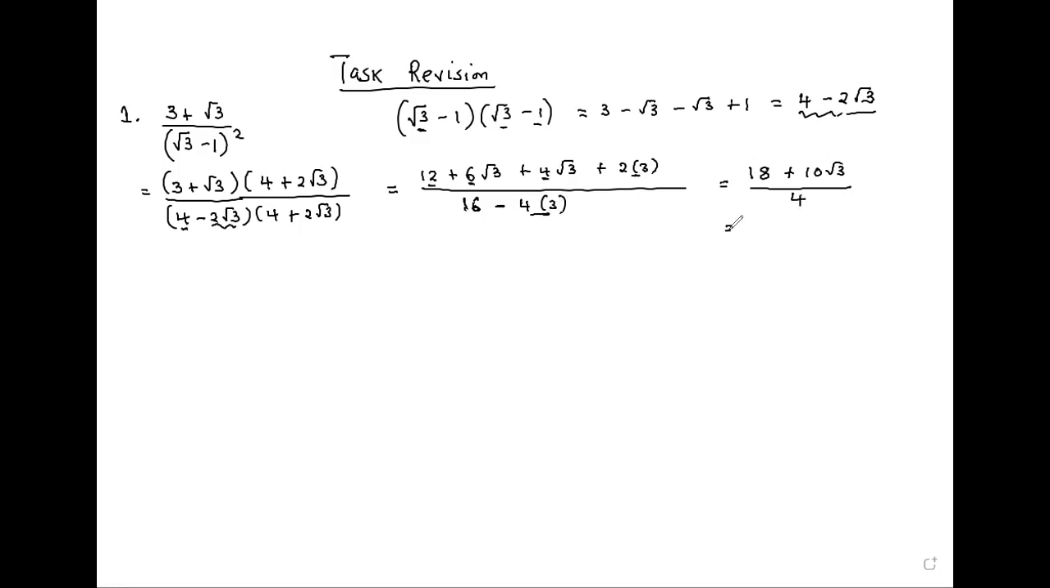Then we can separate now. 18 over 4 plus 10 over 4 root 3, which, if you divide by 2, we get 9 over 2 plus 5 root 3 over 2. We are done with 1.